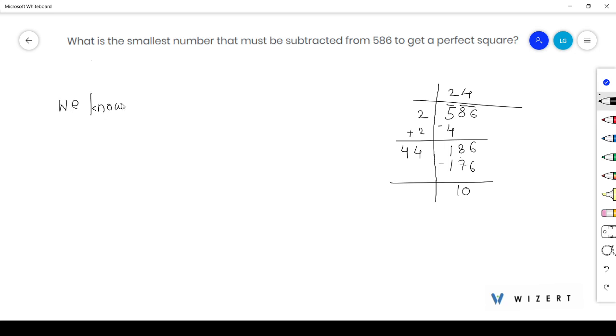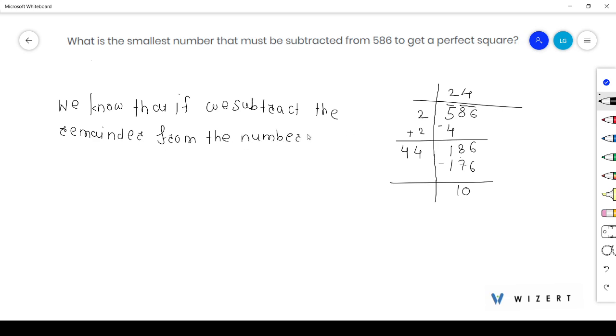So we know that if we subtract the remainder from the number, we get a perfect square. Here we get the remainder 10.